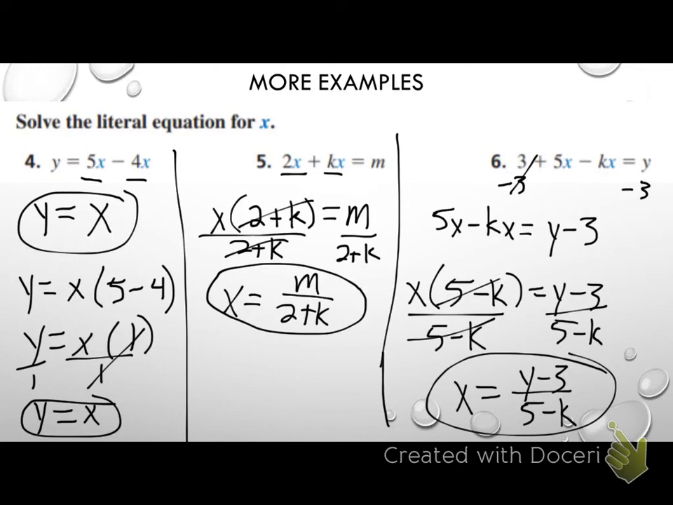Now, make sure on your assignment you are reading the directions and seeing which variable it wants you to solve for. Sometimes it'll be y, sometimes it'll be x. If it asks for x and you solve for y, you'll be wrong. If it asks for y and you solve for x, you'll be wrong. So make sure you pay attention to what you're solving for.